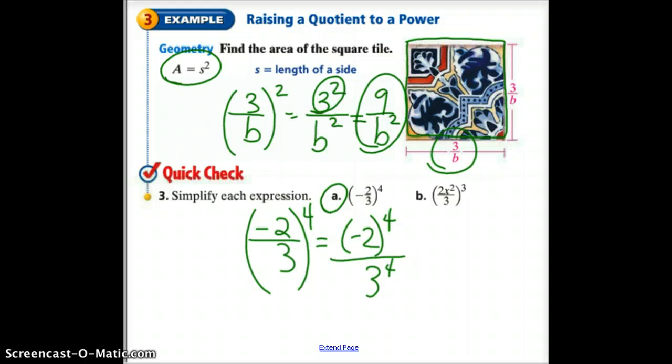Now, negative 2 to the 4th, once you solve this, is 16. 3 to the 4th is 81. Now I'm going to check if I can simplify, and I can't. So that is my final answer.